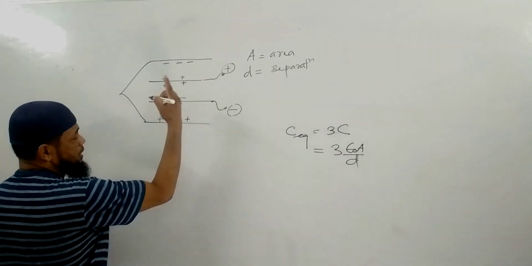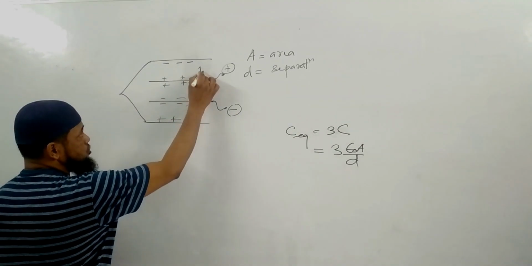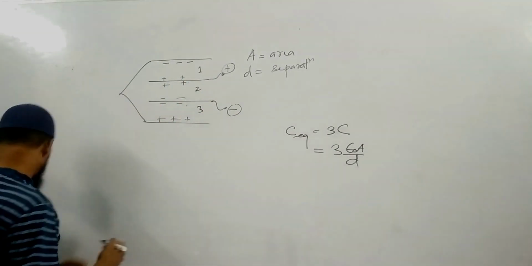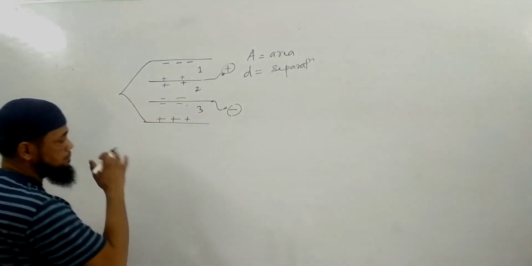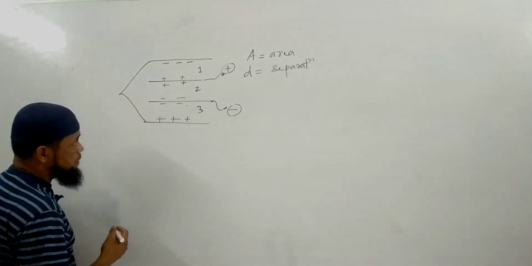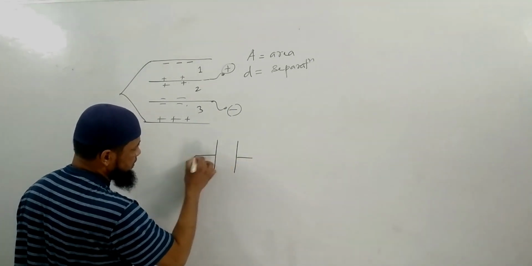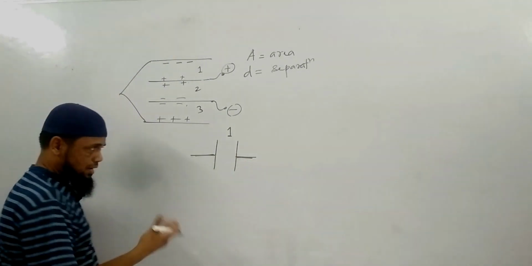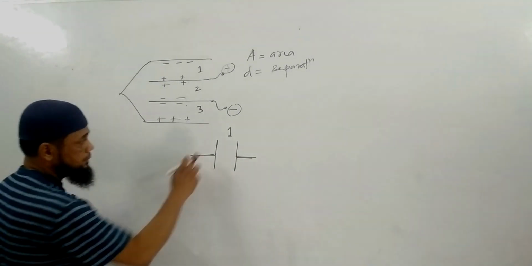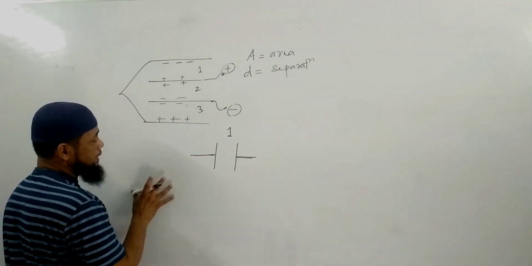So negative positive one capacitor, positive negative another capacitor, negative positive the third capacitor. So this is 1, this is 2, this is 3. So what will be the equivalent capacitance of this particular system? You see, what is the equivalent capacitance? Let me start with capacitor 1. Okay. There are many ways you can solve this problem, right?